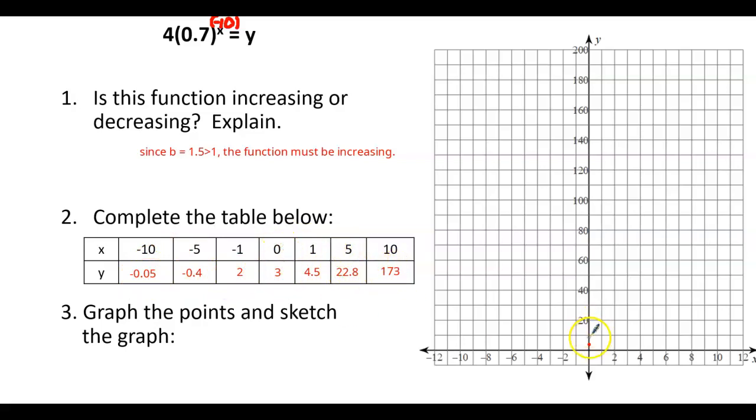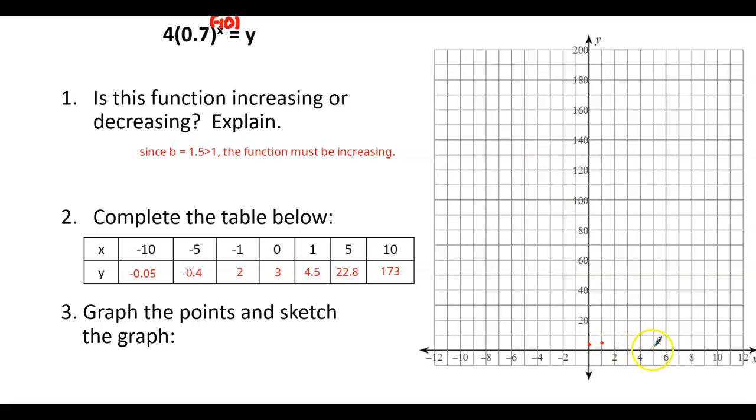Now, I've already plotted 0, 3. I put that right here. Let's plot another one, 1 and 4.5. So over 1 and up 4.5, which if this is 20, this is 10, and so 5 would be in the middle. So 4 would be just barely higher than that, almost difficult to tell. And then we have 5 is 22.8.